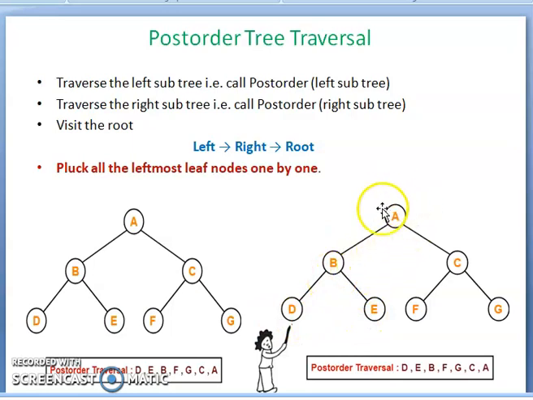In order to cut the root, only the left is plucked, the right is still there. So you cut the right one, then only you cut A, right? Once the left is over, that means D, E, B, and then cut this one, and then cut this. Whenever you cut these two, F, G, then you cut C. Once you cut the left and right subtrees, then you cut A. This is the post order.